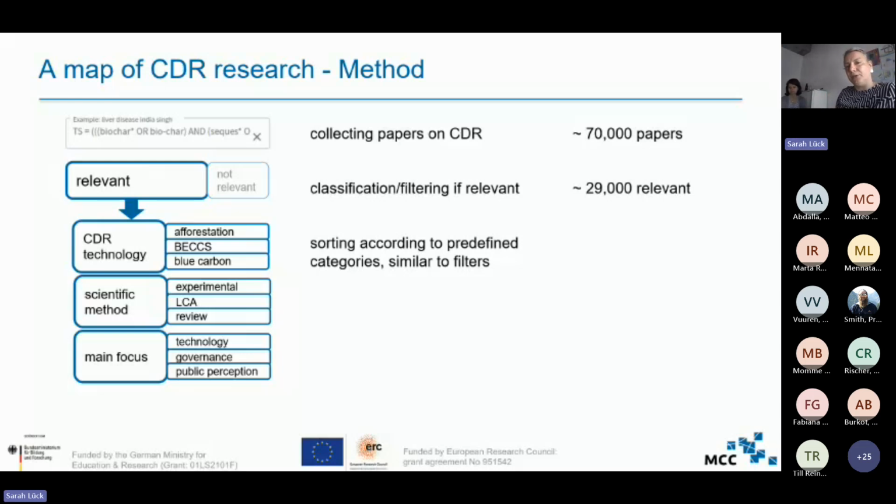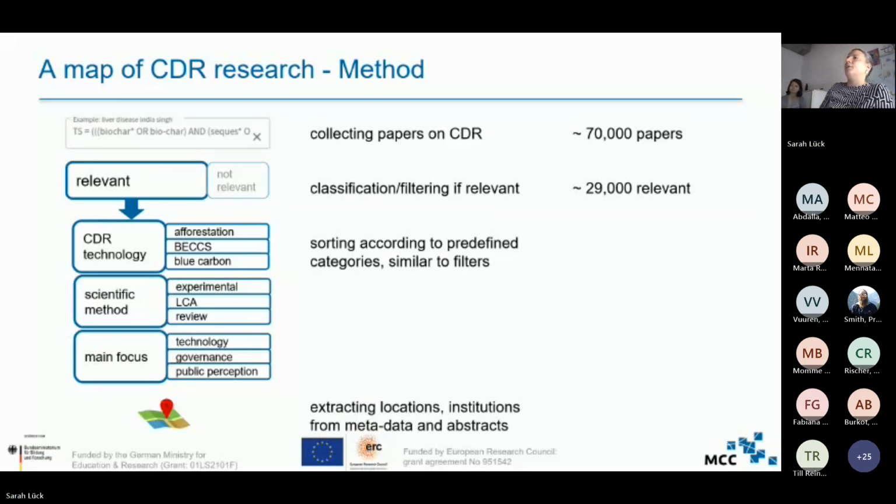Then we also looked at which scientific method they use in their paper. So, for example, is it an experimental laboratory study, or is it a life cycle assessment? Is it a review? We also have a specific label for a systematic review, and other things. So a bunch of different scientific methods that you can read from the abstract. And then we have a third main category where we ask, from which angle does this paper look at the topic? Does it especially try to improve the technology, or does it investigate governmental aspects, public perception, or ethics? So also here more categories than I've shown.